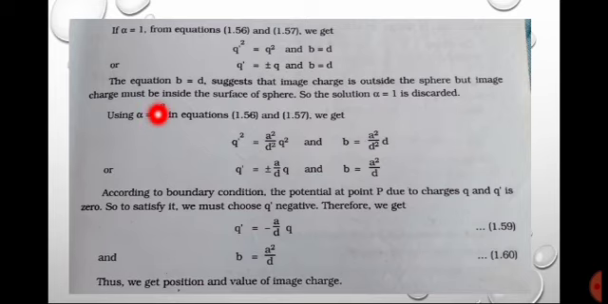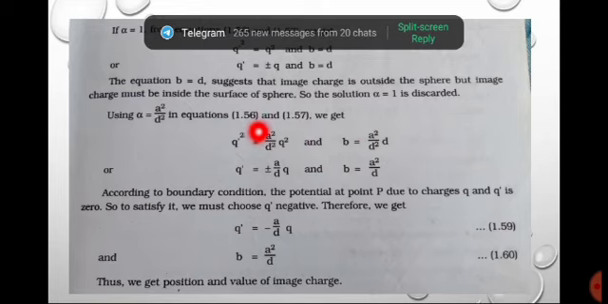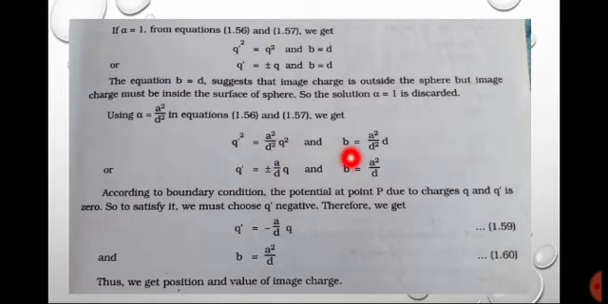Using alpha is equal to A square upon D square, so we are using the second root in equations 1.56 and 1.57. So what we have, Q dash square is equal to A square upon D square into Q square, B is equal to A square upon D square into D, or Q dash is equal to plus minus A upon D into Q, or B is equal to A square upon D. So according to the boundary condition, the potential at point P due to charge Q and Q dash is 0. So to satisfy it, we must choose Q dash negative. Therefore we get Q dash is equal to minus A upon D into Q and B is equal to A square upon D. Thus we get position and value of image charge.